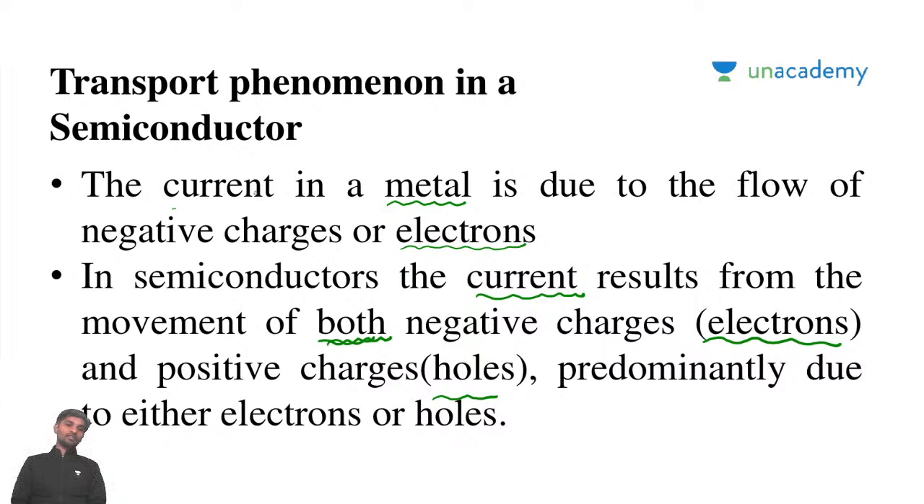And then we have discussed the transport phenomena in semiconductors. The current in a metal is because of only electrons, whereas in a semiconductor, the current is because of both electrons and holes.